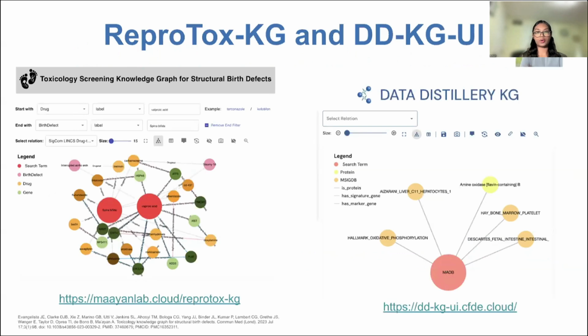Biomarker-KG is an application of the UI that was originally developed for the RiproTalks partnership to provide access to users with no programming skills. And this was a project led by Errol Evangelista, who is a bioinformatician in the lab. RiproTalks-KG is useful for the exploration of associations between birth defects, drugs, and human genes. And similarly, Data Distillery KG is another application of the UI, which can be used to explore the connections between common fund data entities.